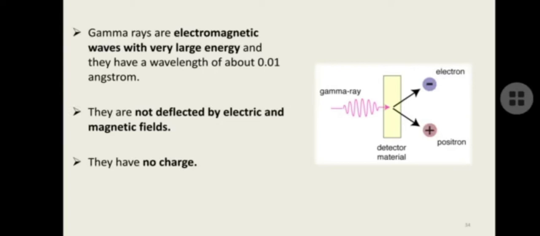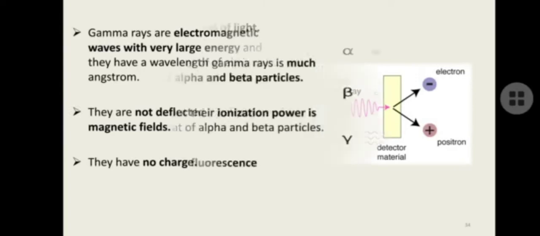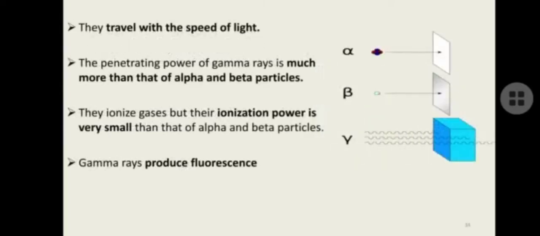Gamma rays are not deflected by electric and magnetic fields. This indicates that they have no charge. Gamma rays travel with the speed of light, that is 3 into 10 raised to 8 meters per second. The penetrating power of gamma rays is much more than that of alpha and beta particles. They can pass through a 30 centimeter thick iron sheet.